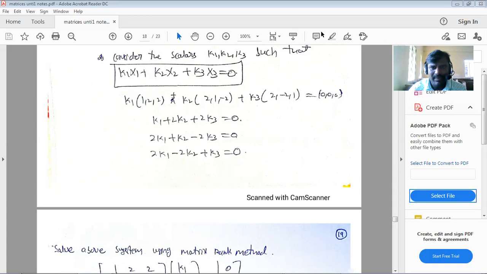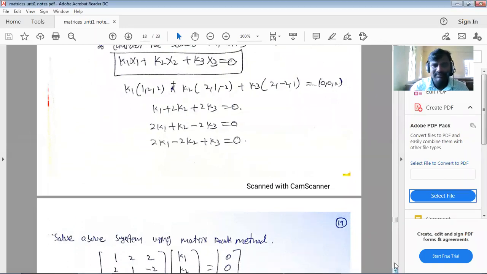Yes, good. If the rank is less than the number of unknowns, then you have infinite solutions, therefore it is a linear dependent vector set. Here itself we can say that. This is the point I am using without finding the K1, K2, K3 values.